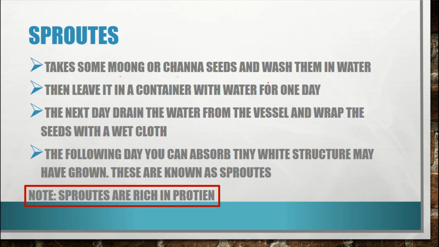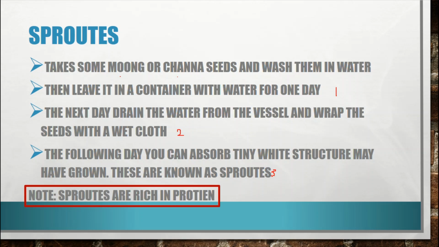And leave it for another day. After that, on day one you do this, day two the second process, and on day three you can see the white tiny structures that have grown. They are known as sprouts. Sometimes it takes another day for the tiny white structures to grow. Sometimes they are small, sometimes big, depending upon the seed and the water content in it.